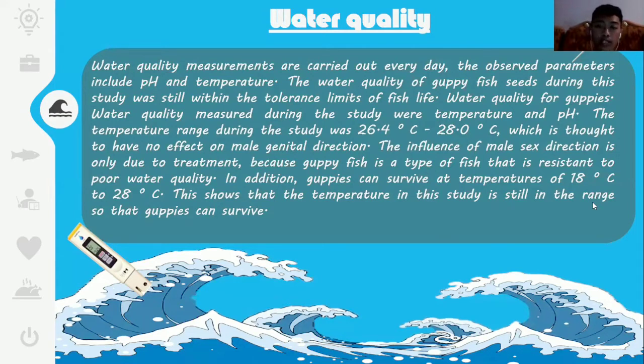Okay, the water quality for guppies. Water quality measured during the study were temperature and pH. The temperature range during the study was 26.4 Celsius to 28.0 Celsius, which has no effect on male sex direction. The influence on male sex direction is only due to treatment, because guppy fish is a type of fish that is resistant to poor water quality. In addition, guppies can survive at temperatures of 18 to 28 Celsius. This shows that the temperature in this study is still in the range in which guppies can survive.